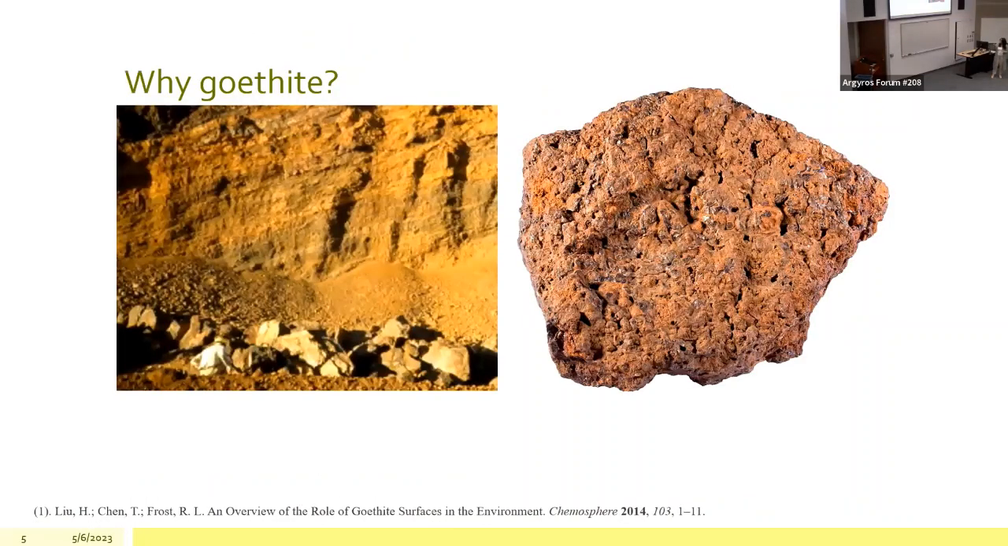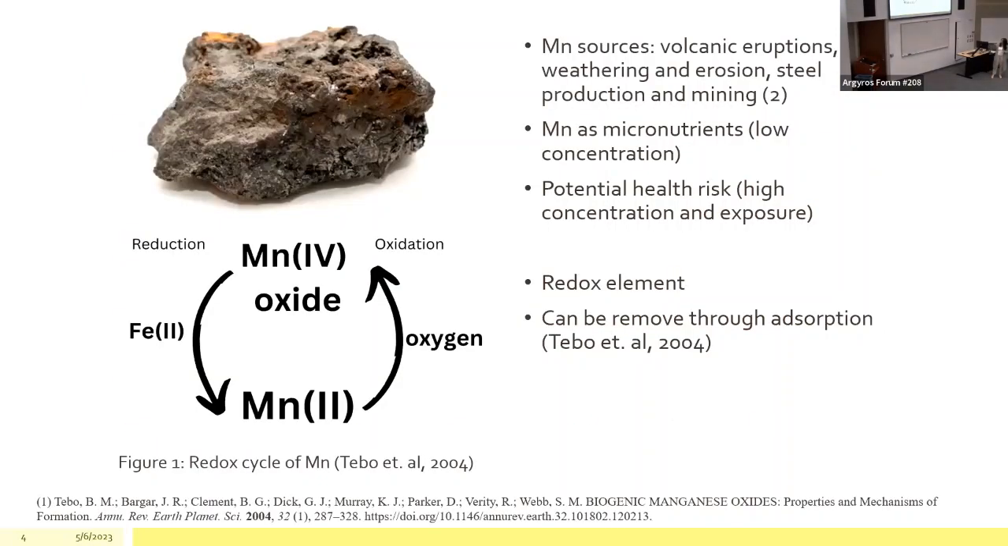Even though manganese is a micronutrient in our body at low concentration, it helps facilitate a lot of the production of white blood cells and glucose that's happening in our body. But at high concentration and high exposure time, it can actually pose potential health risks such as kidney failures, birth defects, or other nervous system disorders.